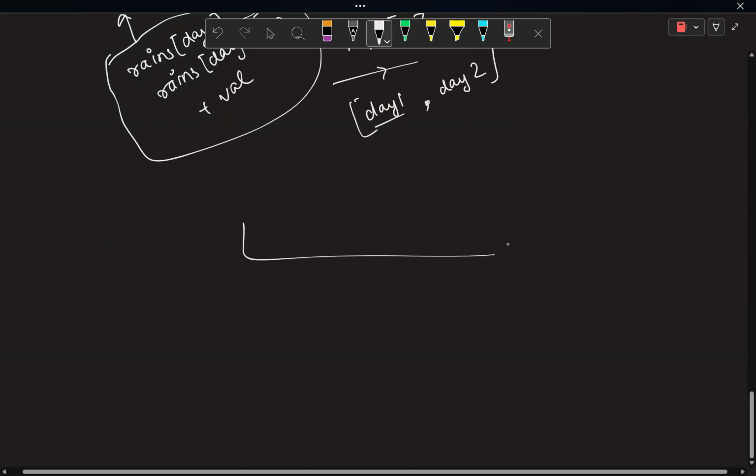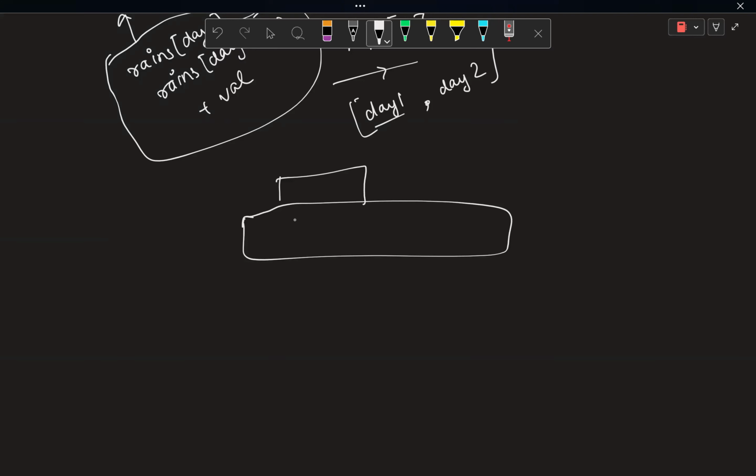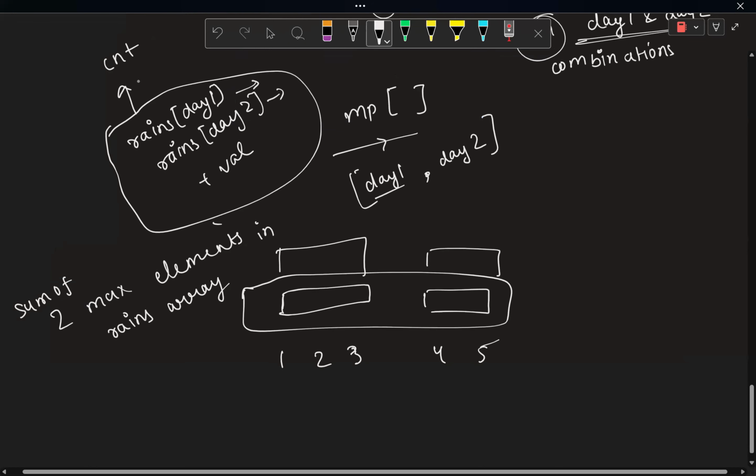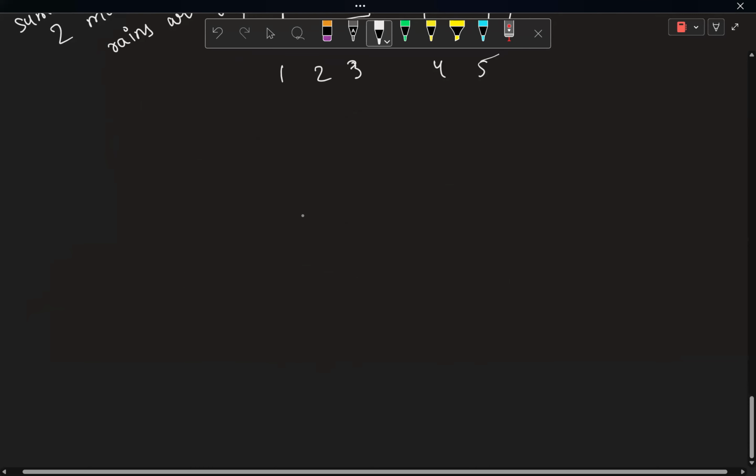And there is a possibility of something like this: on day 1, rain is happening for the cities 1, 2, 3, and on the second day, rain is happening for the cities 4 and 5. They don't have any overlap, but this is a possibility. So you can just consider the two max elements in the rains array, the sum of the two maximum elements actually, and compare it with cnt. Whatever you get as the maximum, just store it inside it and add it to your answer.